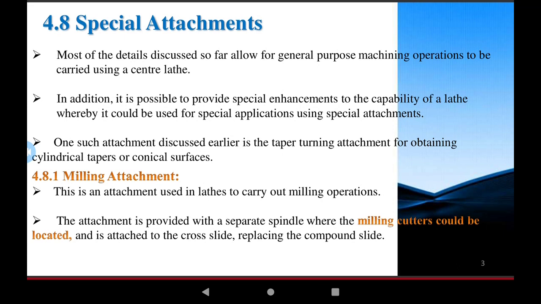Other attachments, such as the turning attachment discussed earlier, obtain cylindrical, taper or conical surfaces. Suppose one job is completed with a conical surface; the conical surface job is also used for special applications. Cylindrical taper turning is used for pillar forms, for example a pillar or a chimney with conical and cylindrical tapers.